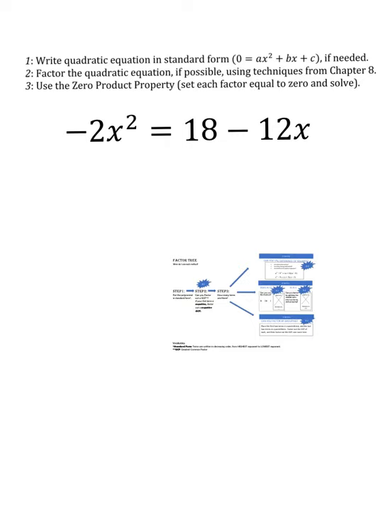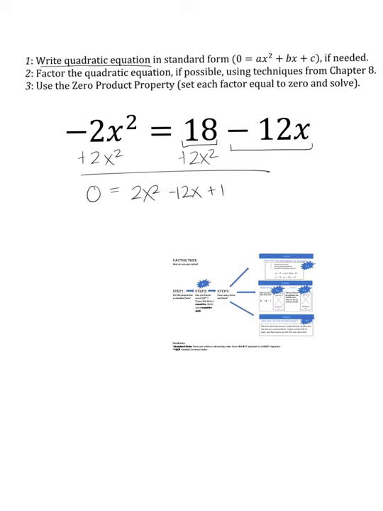Looking at this next example, step number 1 is to write the quadratic equation in standard form. So we want to get all of the terms on the same side of the equation. We're going to start by adding 2x squared to both sides. That's going to give us 0 equals 2x squared. I'm going to write my x term next, minus 12x, and then my constant to make sure it's in standard form, from highest power to lowest.